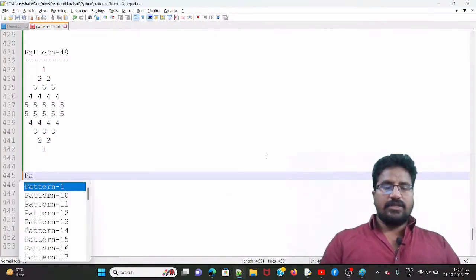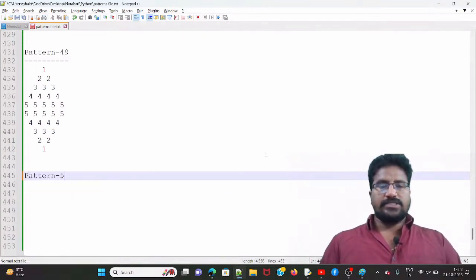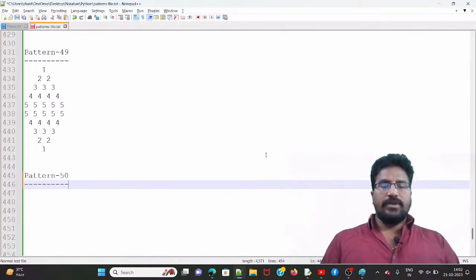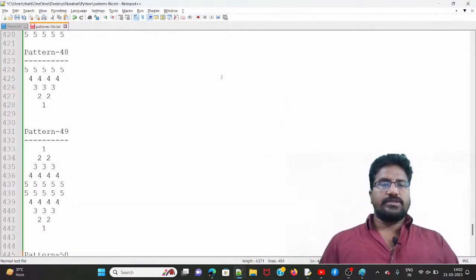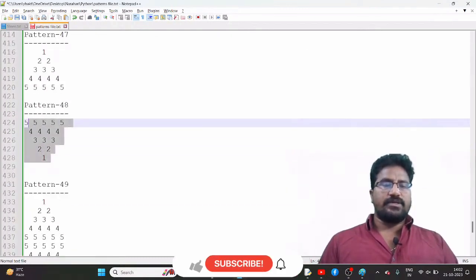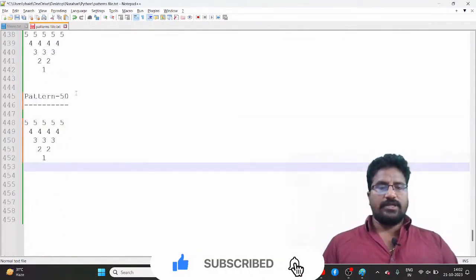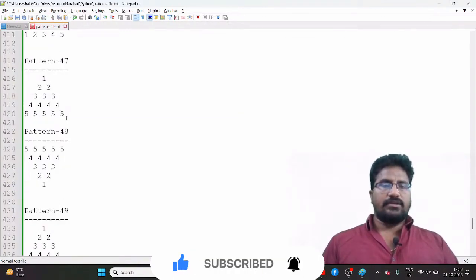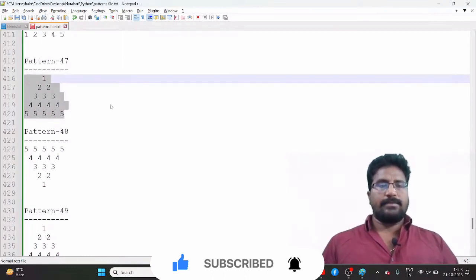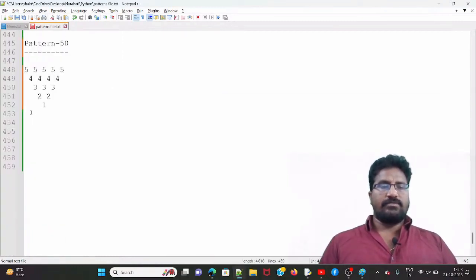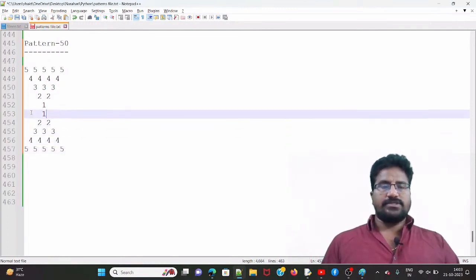Right. Now let us start a new pattern, that is pattern 50. In this case, what we do is the same as before. Some dumbbell symbol here will take like this, and this pattern will take. We'll see this combination now.